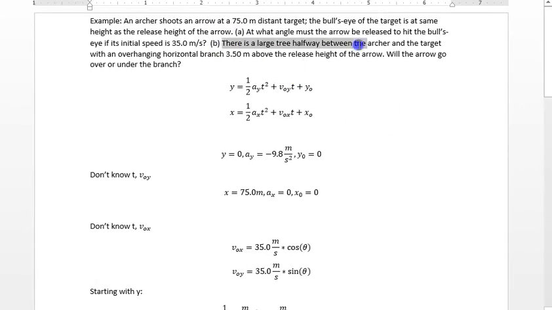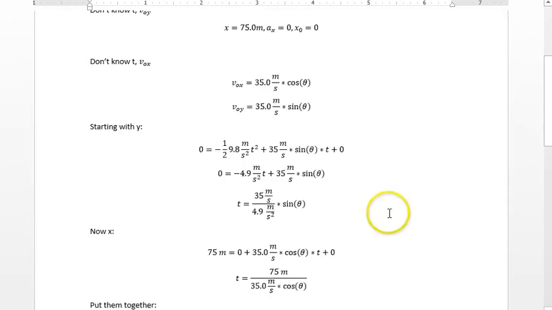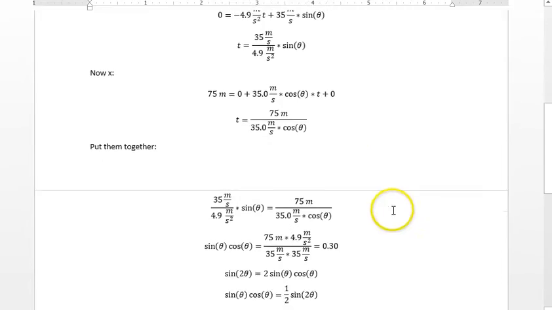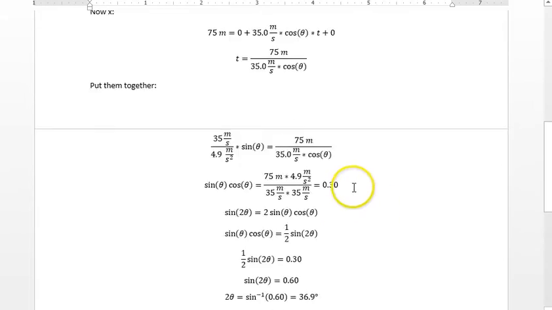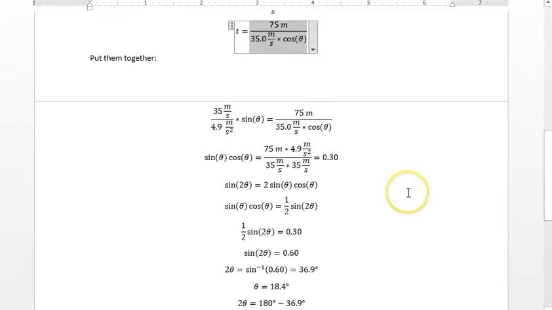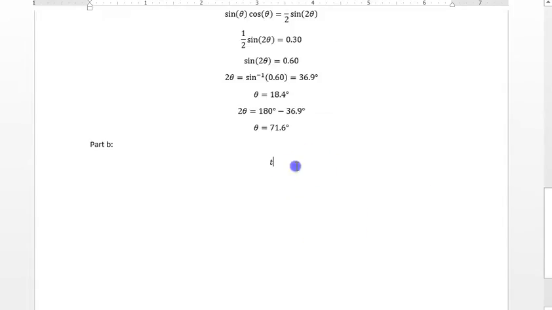There's a large tree halfway between the archer and the target with an overhanging horizontal branch 3.5 meters above the release height of the arrow. Will the arrow go over or under? Right? Will it go over or under? Okay, well, when does it pass that point? Let's go back and grab one of our equations for time. We have time is 75 meters over 35 meters per second times cosine.